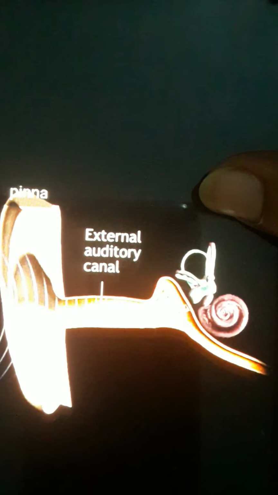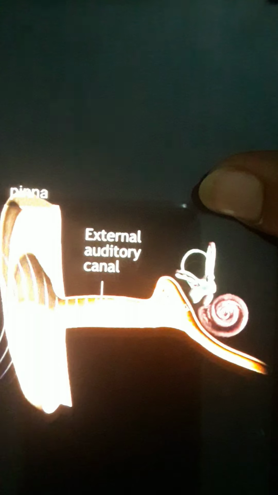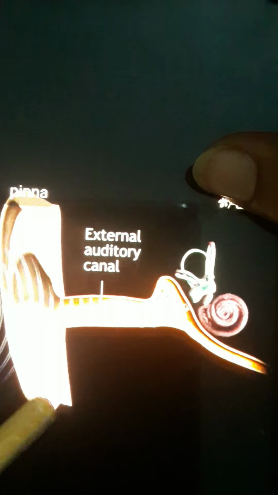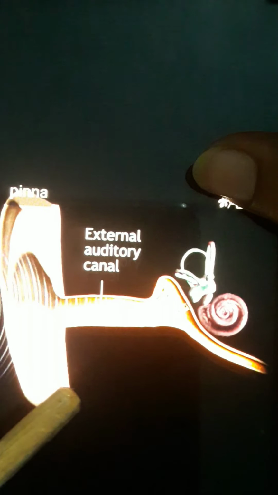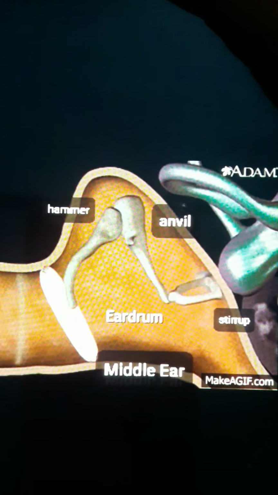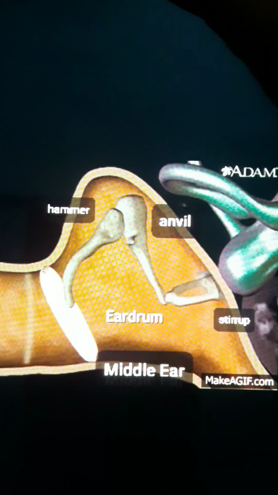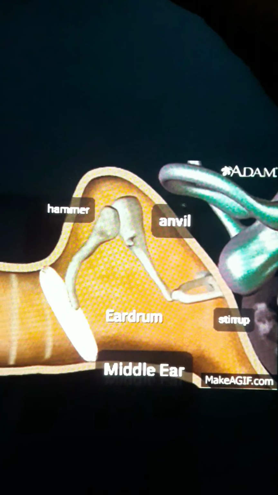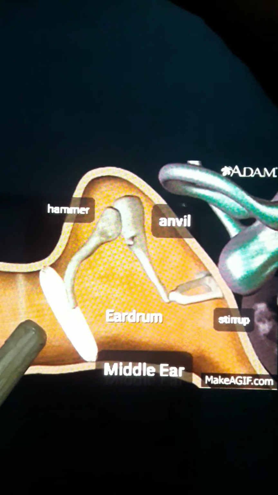Now we are going to discuss the function of the pinna and external auditory canal. Dear students, the pinna collects the sound waves from the air around, and then these sound waves travel through the external auditory canal to the middle ear. The outer ear is connected to the middle ear by a thin membrane called the eardrum, this one.